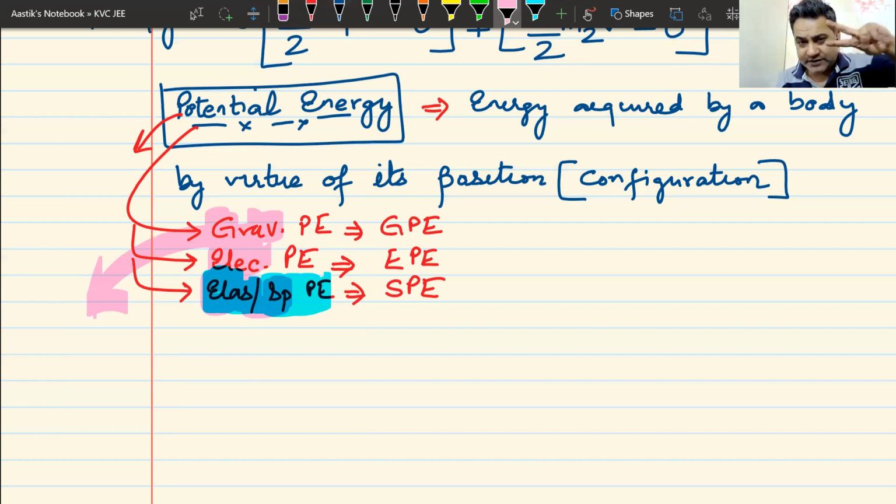We have learned there are two types of forces. All the forces in the universe can be subdivided into two categories. What are those two? The first one is known as conservative forces. The other one is known as non-conservative forces. Gravitation, electrostatic or elastic forces, they all fall under conservative forces.